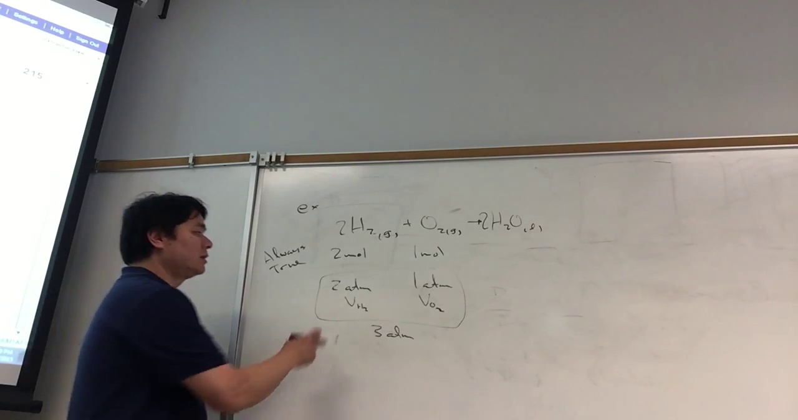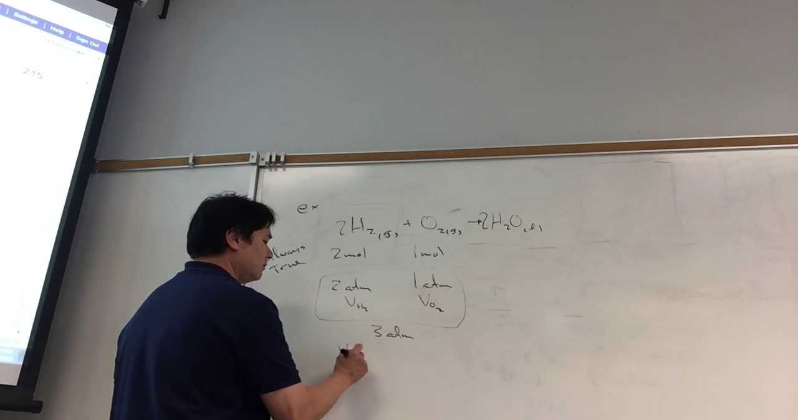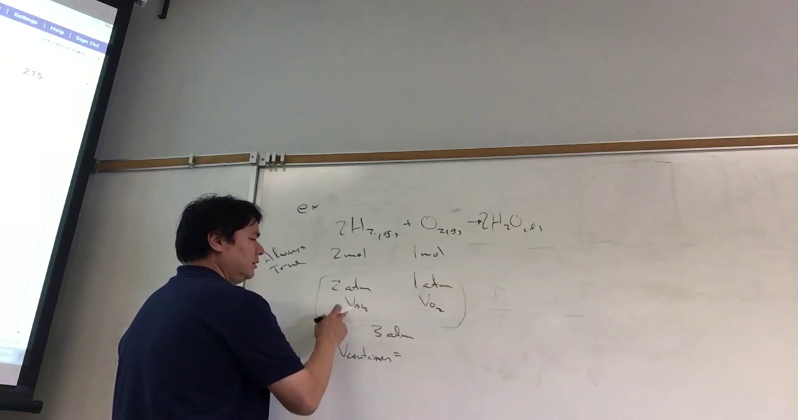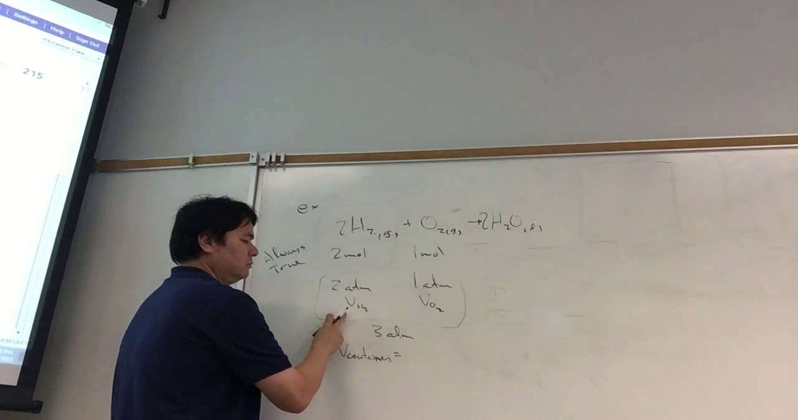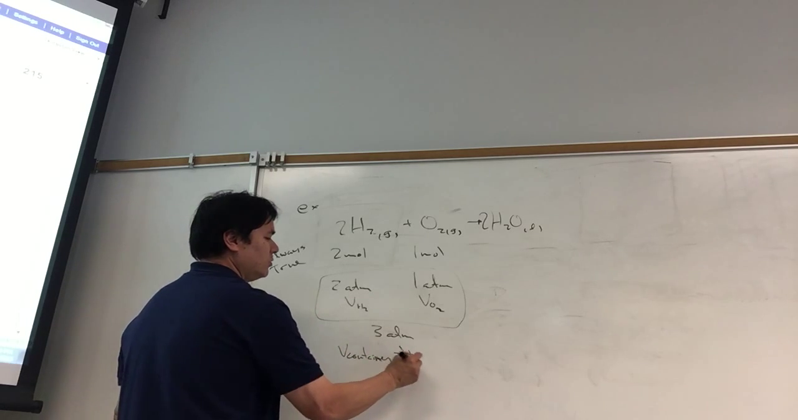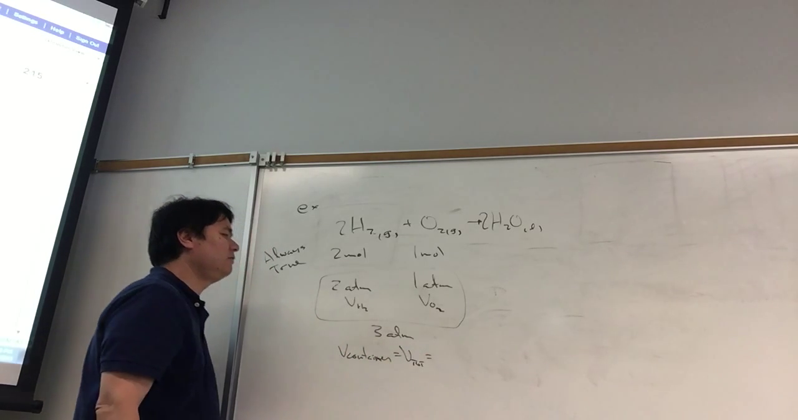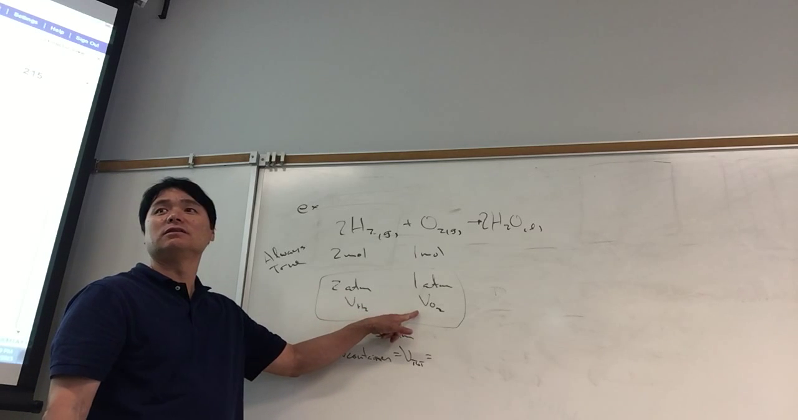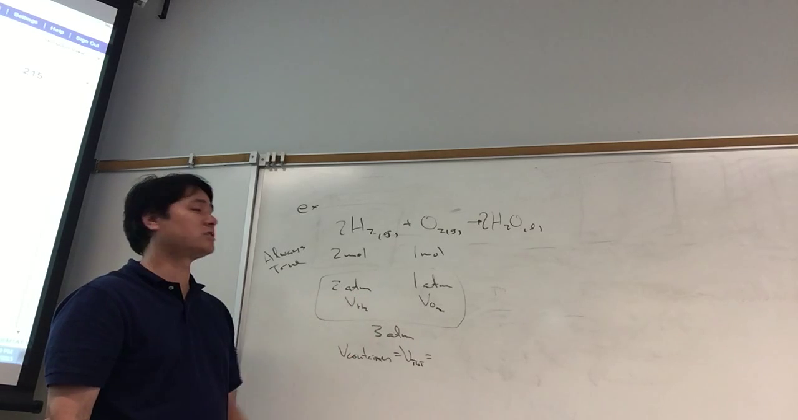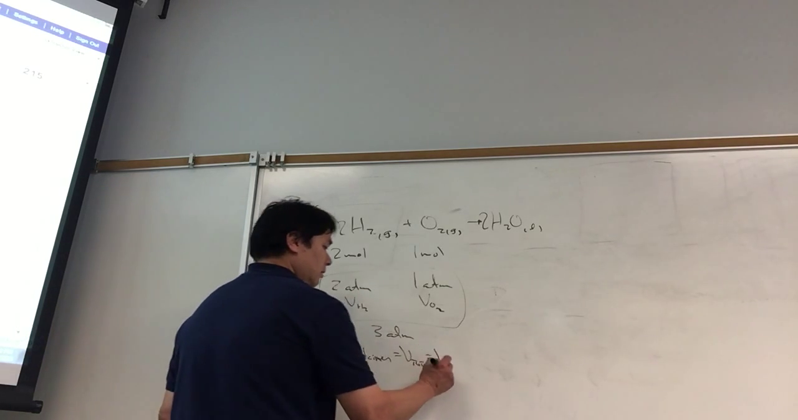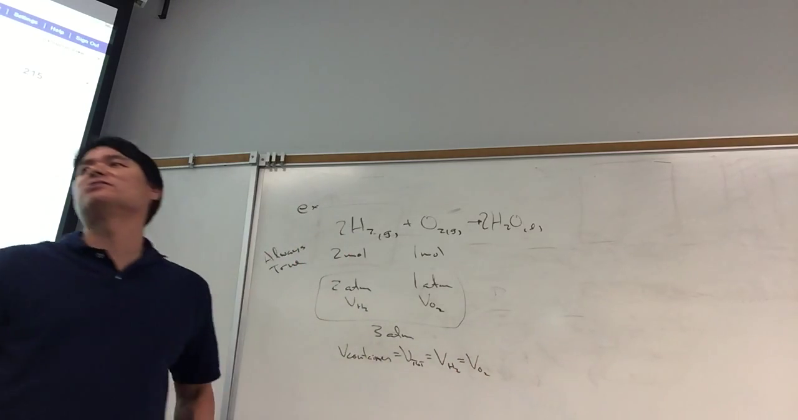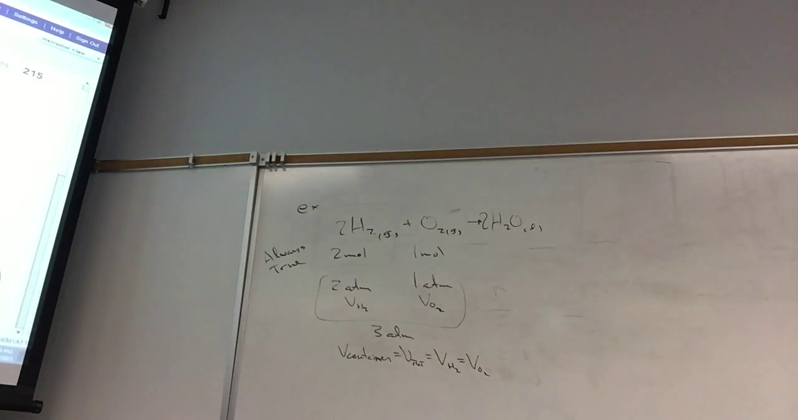And the container, well, what is the volume of the container? The volume of the container is V total. And V total will equal V hydrogen plus V oxygen? It could, but you know, everything's in the same container, so it's just one container. And it has all the gases.